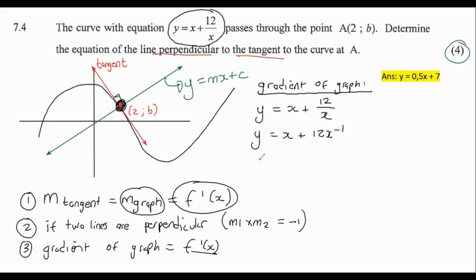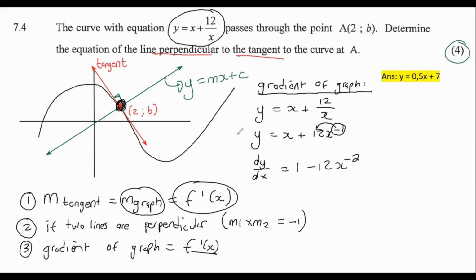Okay, so you can just go dy over dx. Now we're taking the first derivative, so that's going to be equal to 1. And then this -1 is going to multiply to the front, so that will become -12x to the power of -2. See, I'm just taking the first derivative.